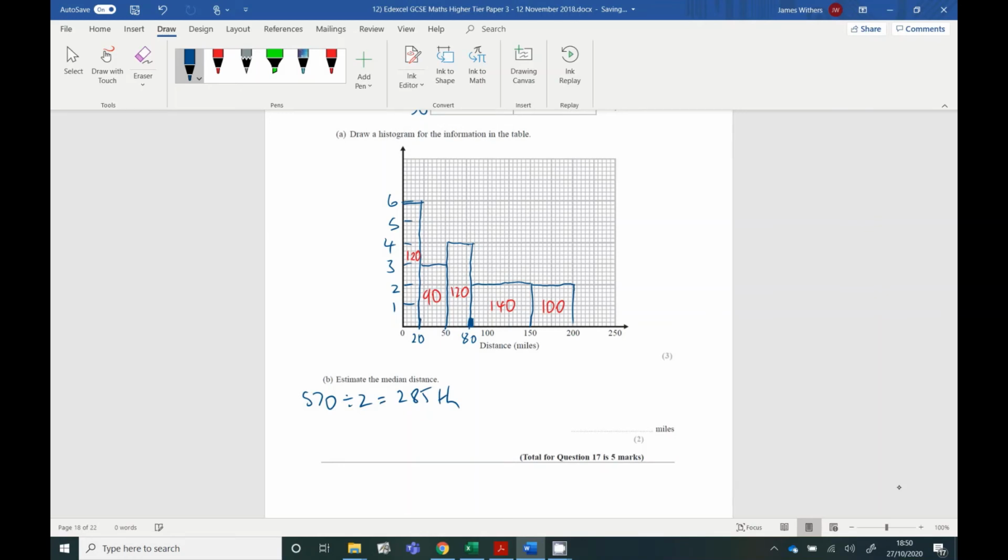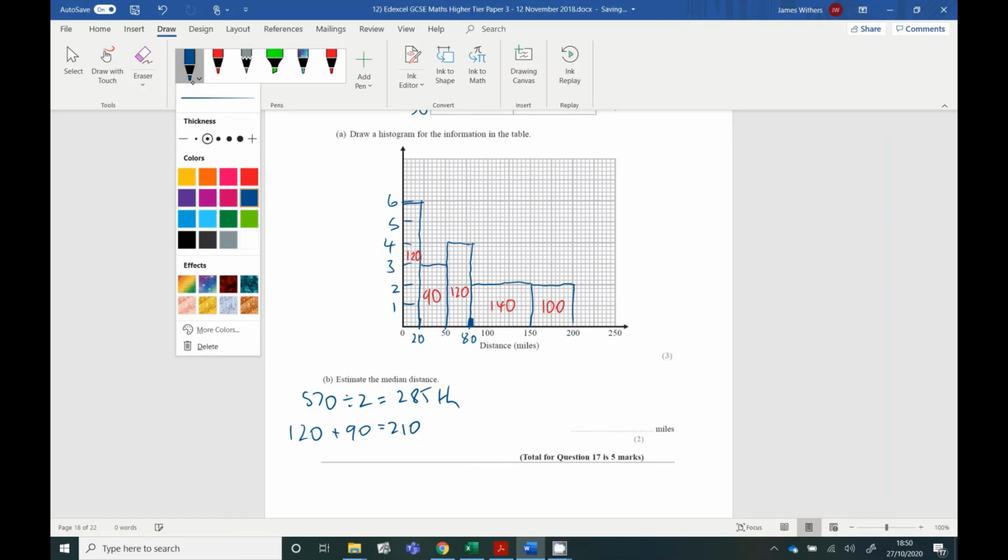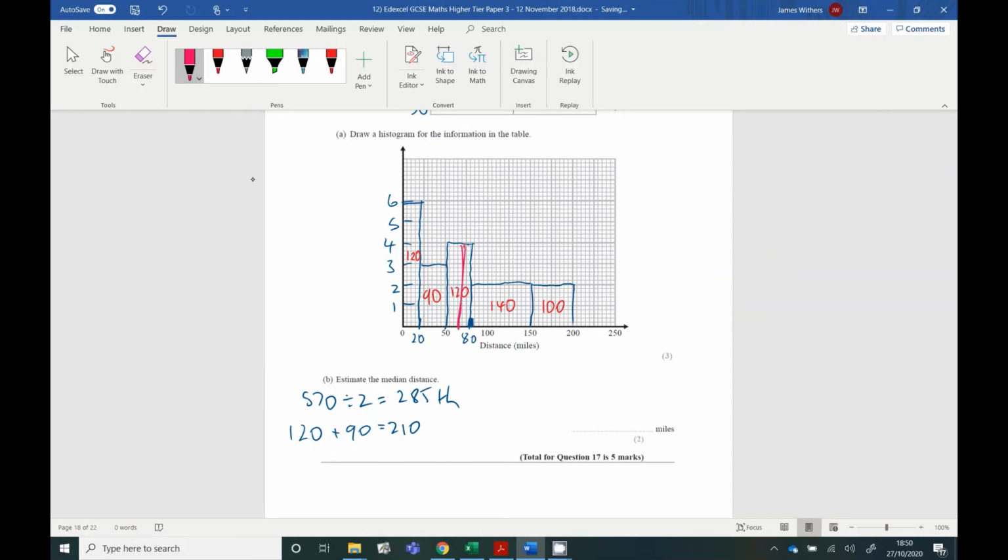Well, they're clearly not in the first 120. Then let's take the next bar, which is the 90 bar. So how many students have we now taken account of? That's 210. So our 285th student is somewhere inside that third bar. Okay, they're somewhere in here, aren't they? Our 285th student is somewhere in there.